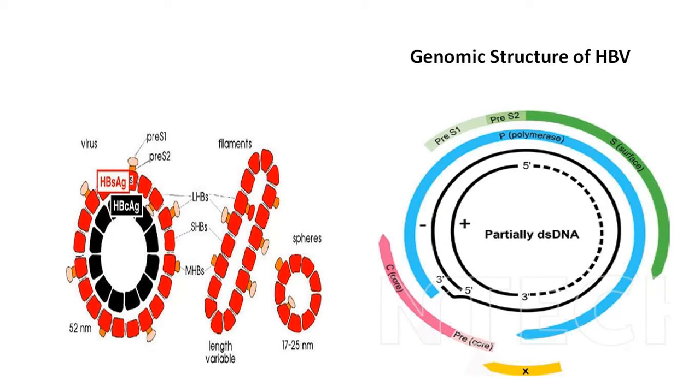So what are these? This is the genomic structure of HBV. This is the double-stranded DNA, as you see the 3' end and the 5' end. This is the P polymerase structure. Then you see the core structure. Then you see pre-S1, S2. This is how the replication happens, right? And this is the X.